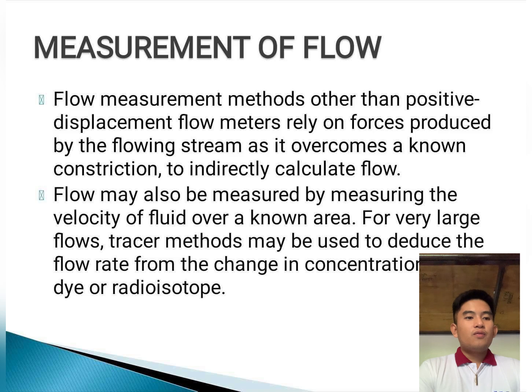Next is flow measurement. Methods other than positive displacement flowmeters rely on forces produced by the flowing stream as it overcomes a known constriction and directly calculate flow. Flow may also be measured by measuring the velocity of fluid over a known area. For very large flows, tracer methods may be used to deduce the flow rate from the change in concentration of a dye or radioisotope.